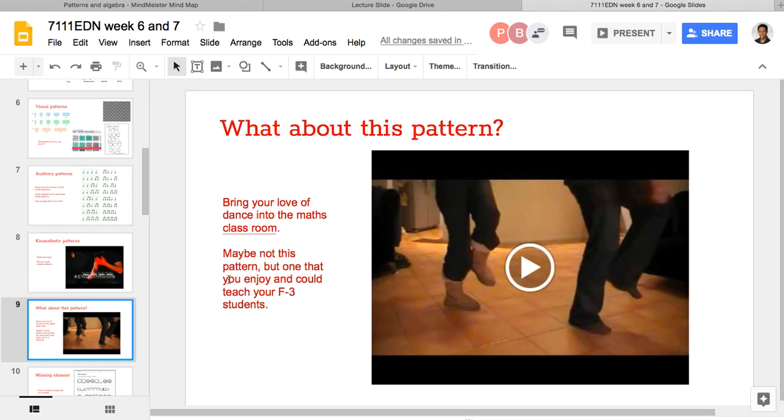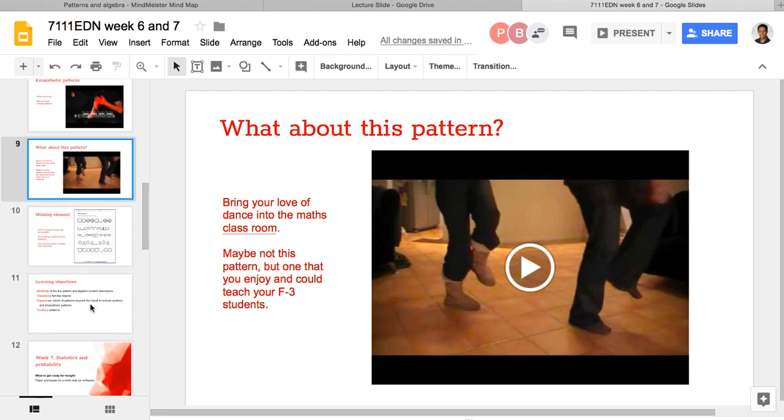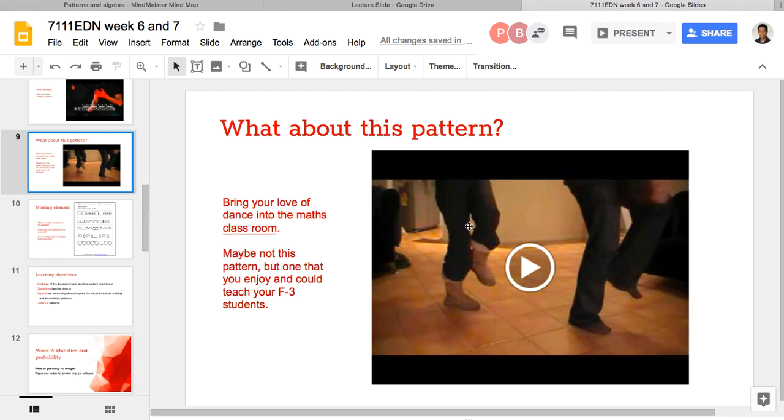Now, I'm not going to spoil the surprise, but believe it or not, there are patterns within dance as well. Okay? Now, if you went to school in Australia, you'll be quite familiar with this dance because I'm not sure about you, but every child in my school learned how to do this particular dance. Now, I won't spoil the surprise. You go and watch this.